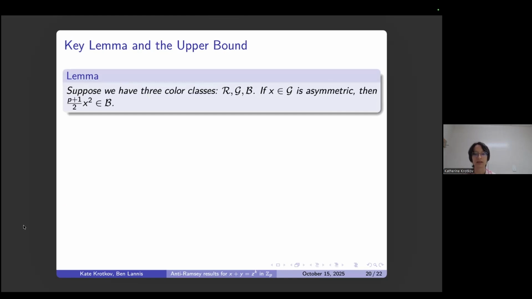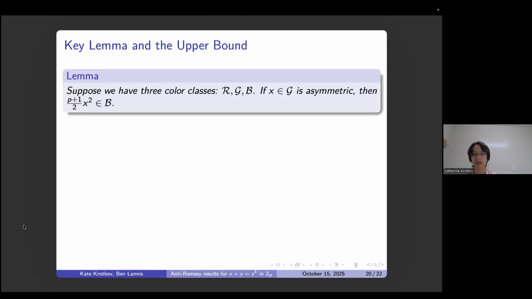Okay, and this is the lemma that led us to the upper bound. It tells us exactly where the elements of other colors have to be, or at least one. This result is significant because you're dealing with only two colors, a priori. X is green and minus X is red, but this tells you where a third color shows up based on just elements that are green and red. And so if X is asymmetric, then (P plus 1)/2 times X squared is blue.